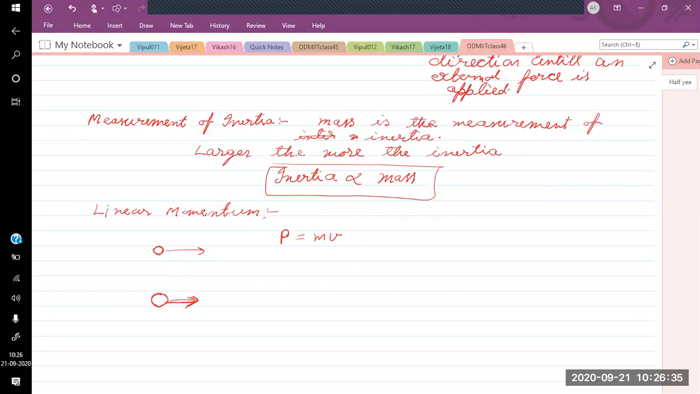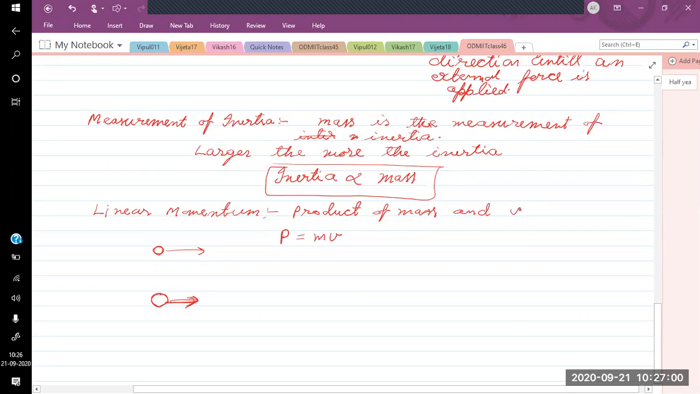This is the thing which you are actually experiencing. When you try to stop the ball, you are experiencing the force corresponding to this quantity P. This is called linear momentum, and it is equal to the product of mass and velocity. So how do we define linear momentum? It is the product of mass and velocity. And what is its physical significance?